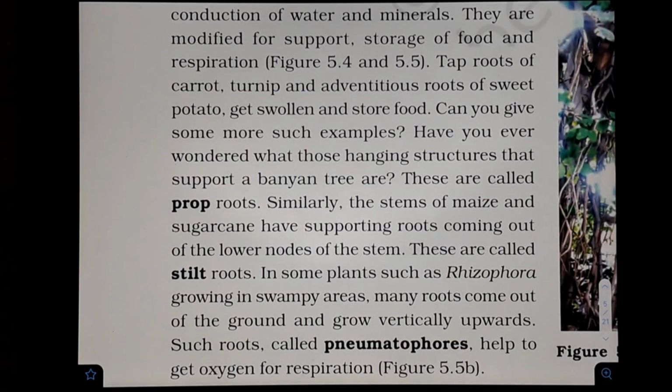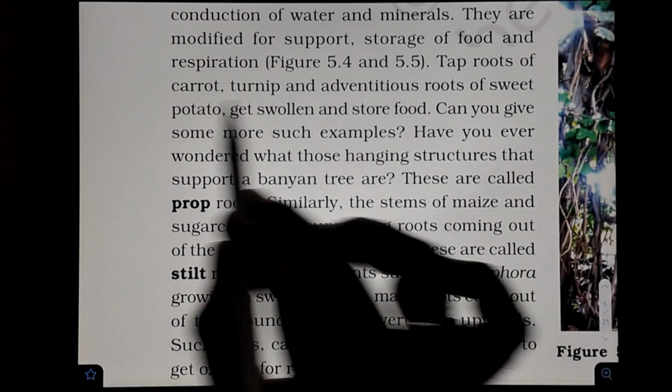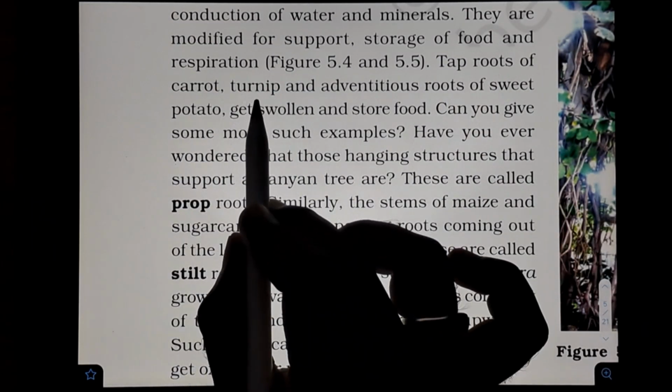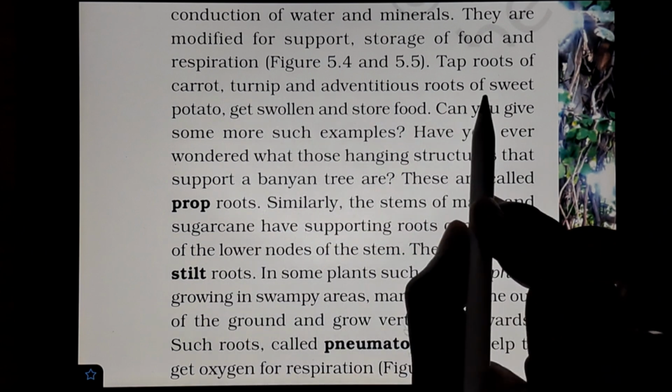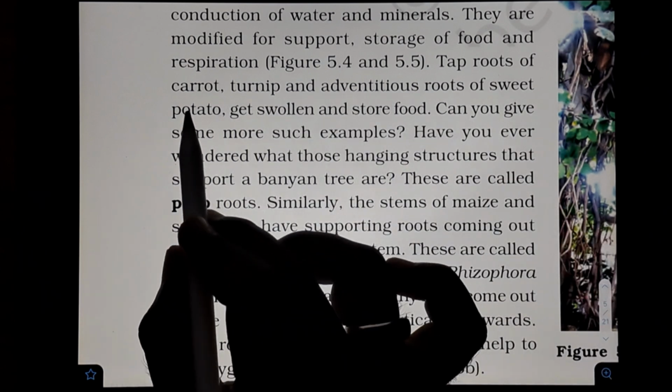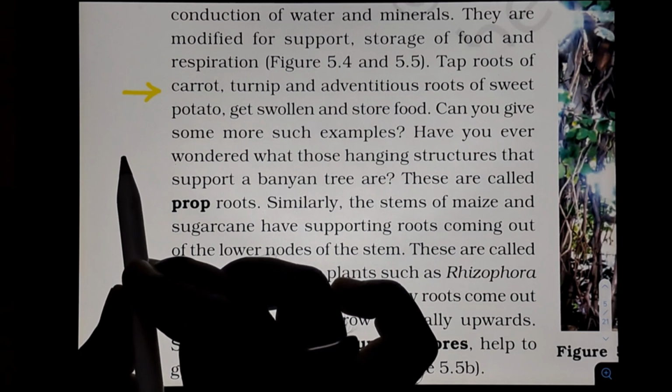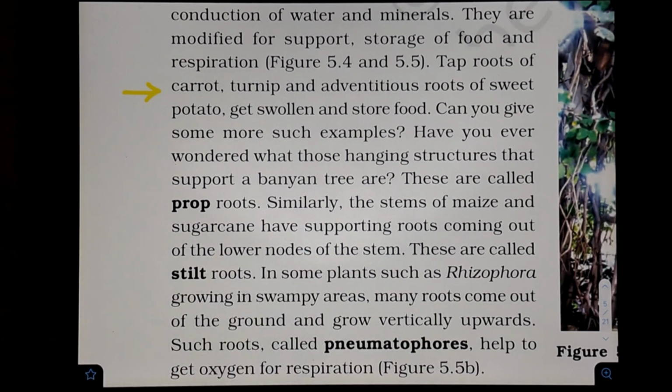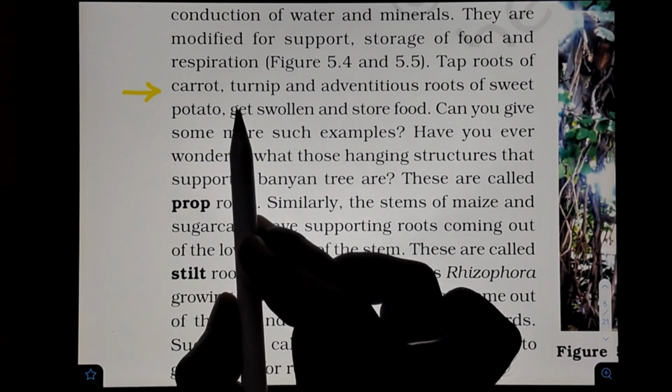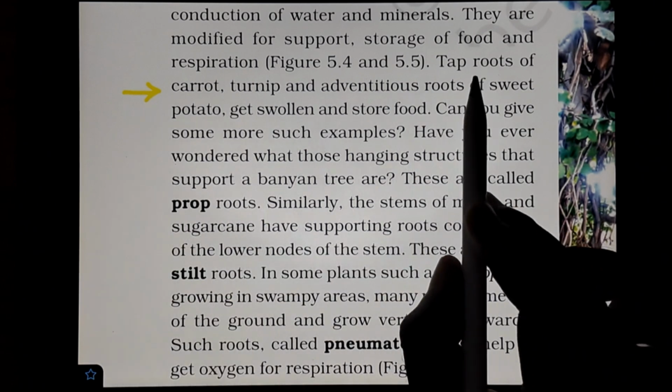It's like a plant breathing. Okay, tap roots of carrot, turnip, and adventitious roots of sweet potato. Here again, addition of examples. At the starting we told that mustard is the example of taproot. Here carrot and turnip are also examples of the taproot system.